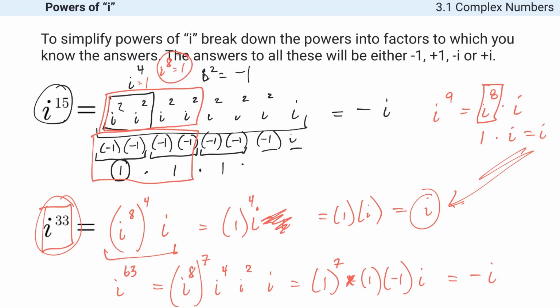All right, so when you do these questions, all of your answers are going to be one of those 4 things. All the ones I came up with had I's in them, but you could get an answer where it's a negative 1 or a 1.